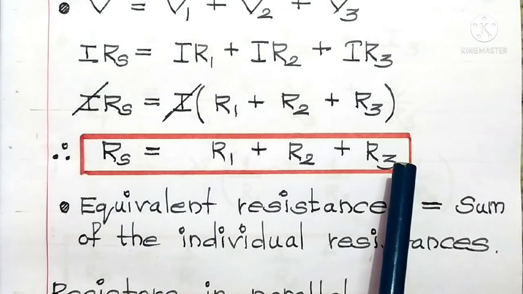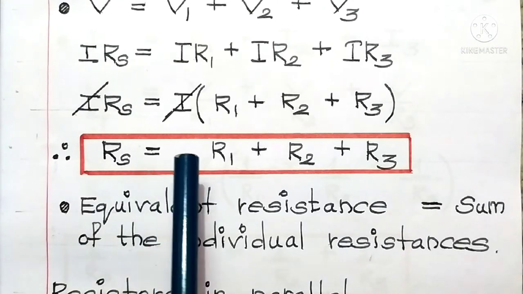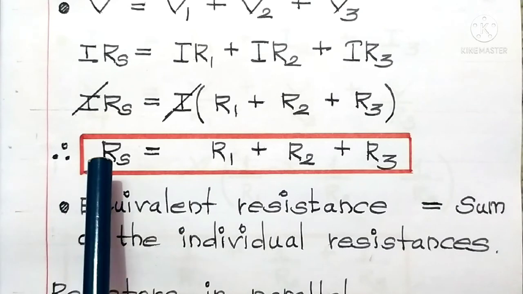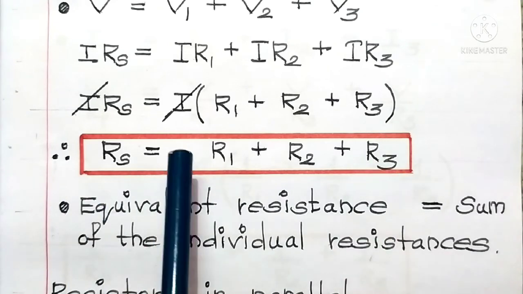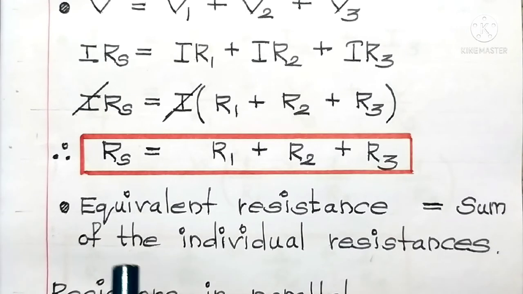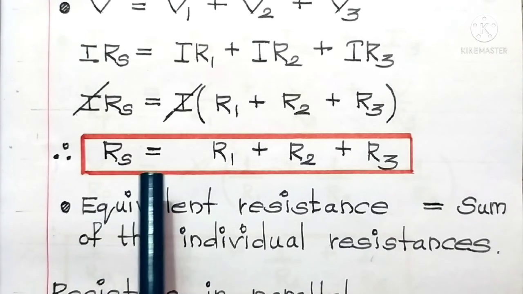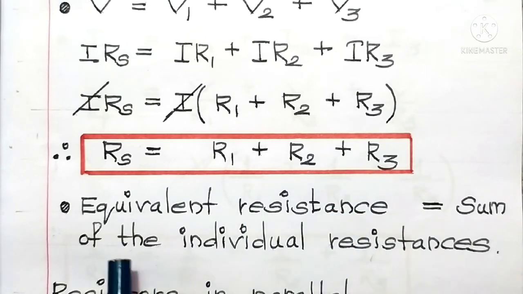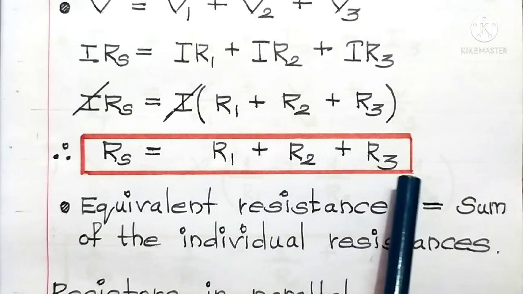This equation is very important. Even if you happen to forget how to derive this equation, if you write at least this equation, you will get the mark accordingly. Now, equivalent resistance is equal to the sum of the individual resistances.